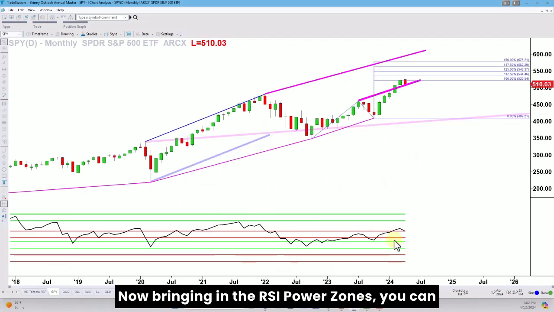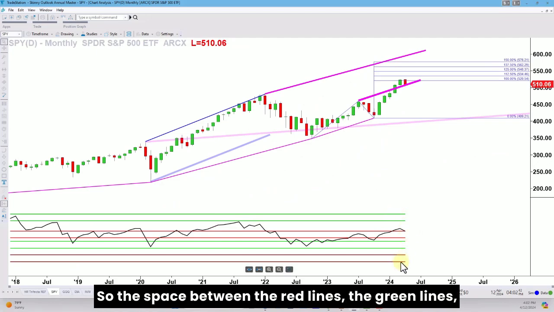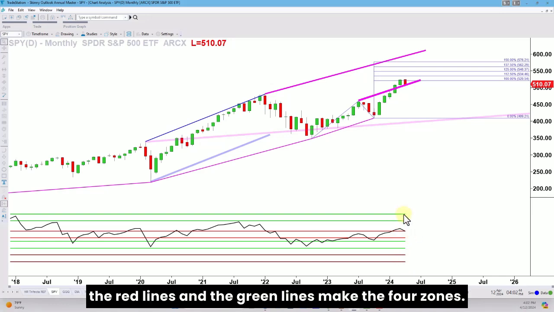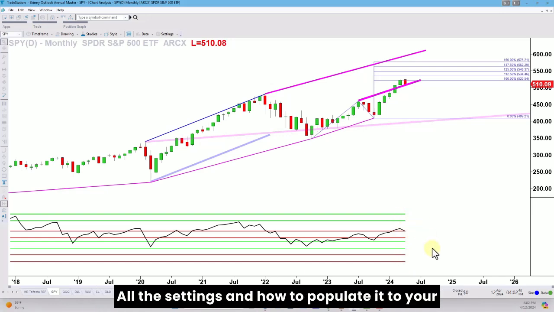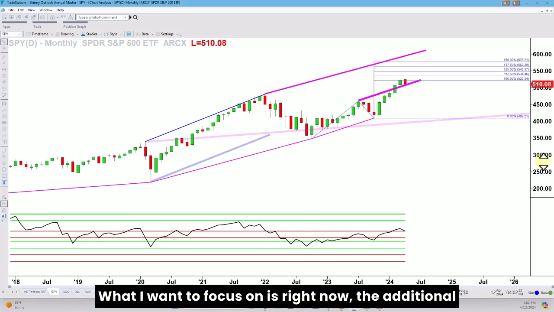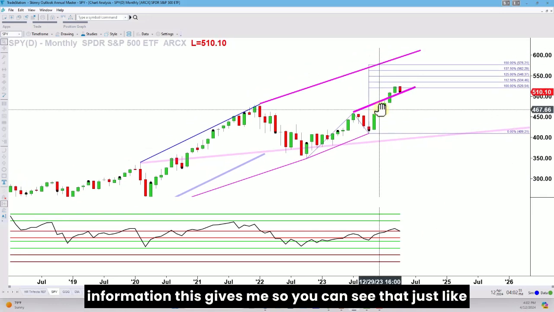Now, bringing in the RSI Power Zones, you can see that this takes the relative strength index and then creates these 4 zones around it. So the space between the red lines, the green lines, the red lines, and the green lines make the 4 zones. All the settings and how to populate it to your charts are in my ebooks and courses and more. What I want to focus on is right now the additional information this gives me.